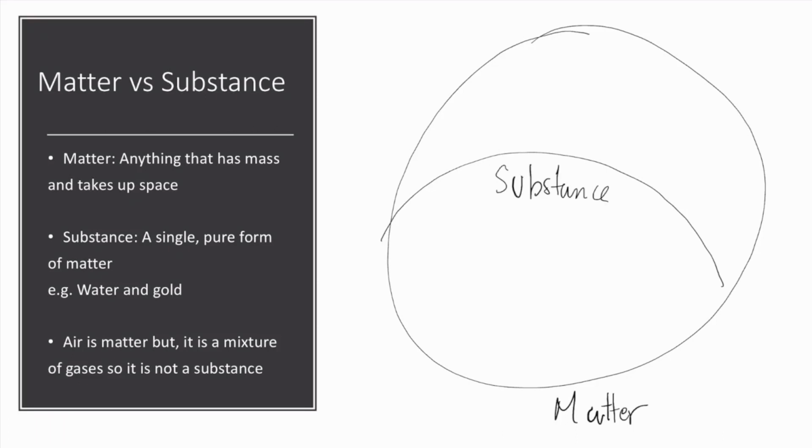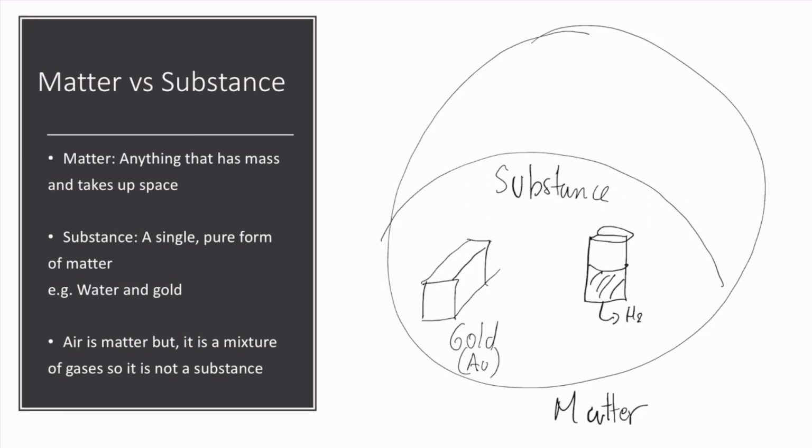Two examples of a substance are a bar of gold that only contains pure gold atoms, where Au is the chemical name of gold, and a cup of water. The water only contains H2O, which is hydrogen and oxygen in a 2:1 ratio. And these are just molecules of water.